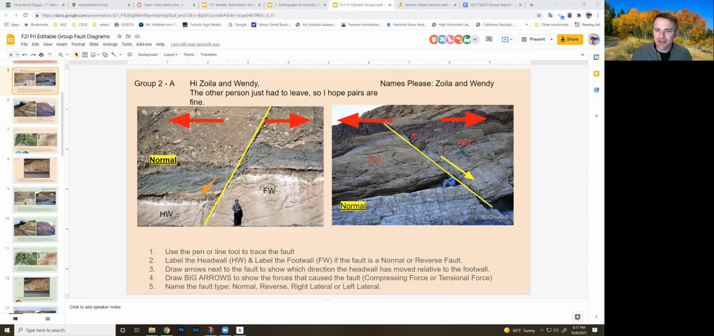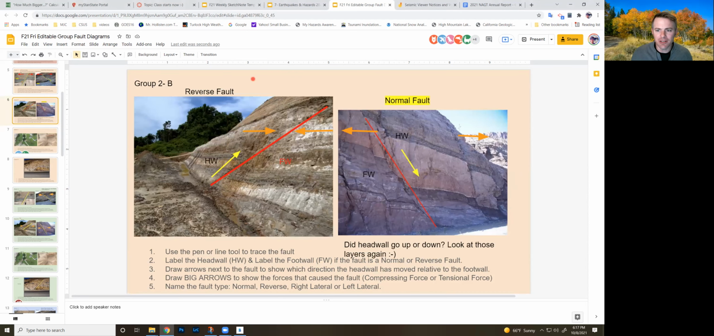And that red layer looks like it's slid down that fault if you're looking at it. So because the hanging wall went down, that would make this a normal fault, which they got going on here. For sure. For this one too, definitely a reverse fault.